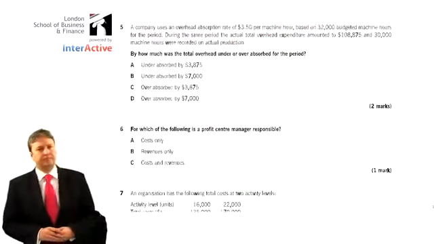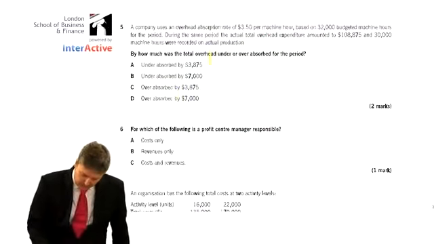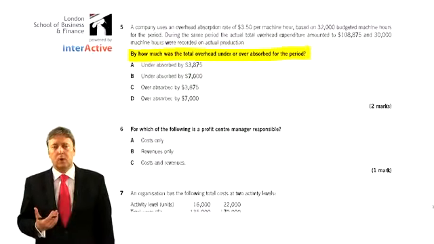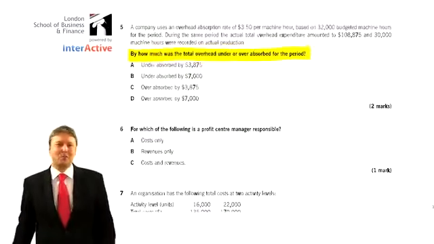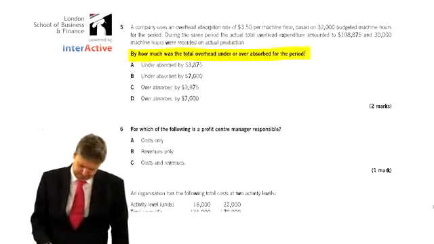Question 5. What's the requirement? If we're looking at the requirement, by how much was the total overhead under or over absorbed for the period? Right, well, this is all about under-over absorption, very straightforward. Shall we just go away and talk about the theory before we go any further?